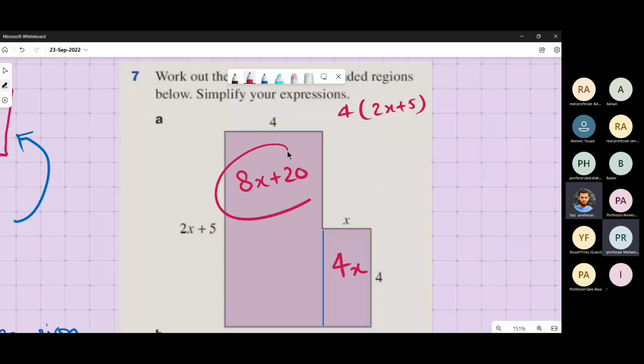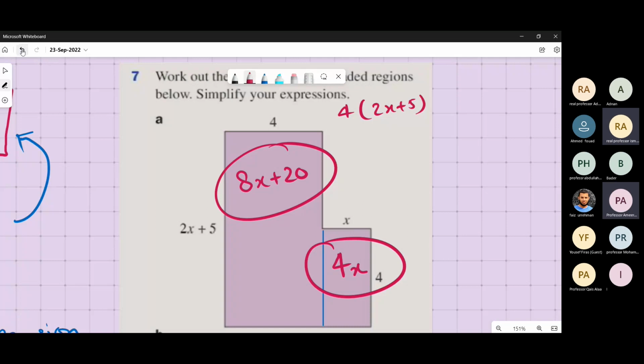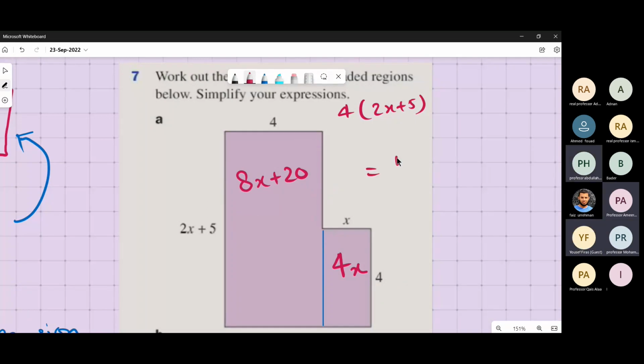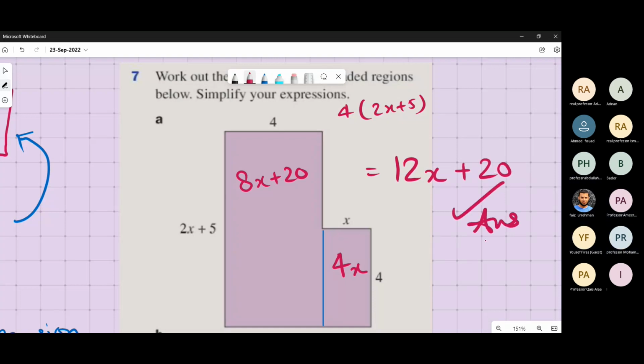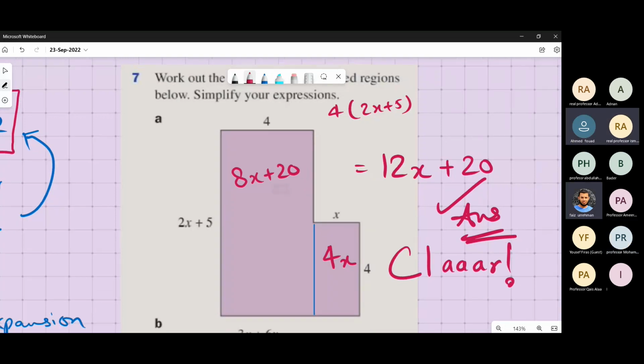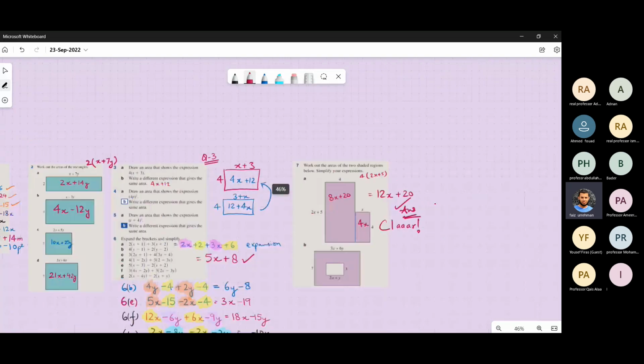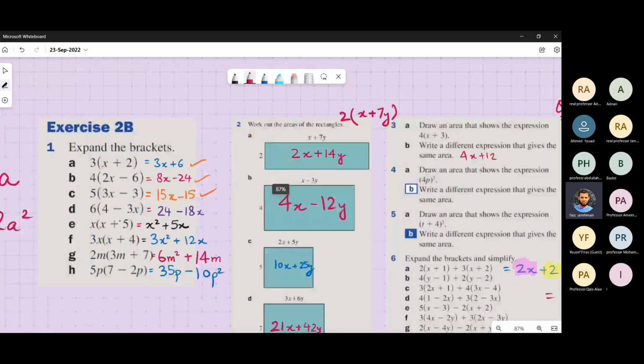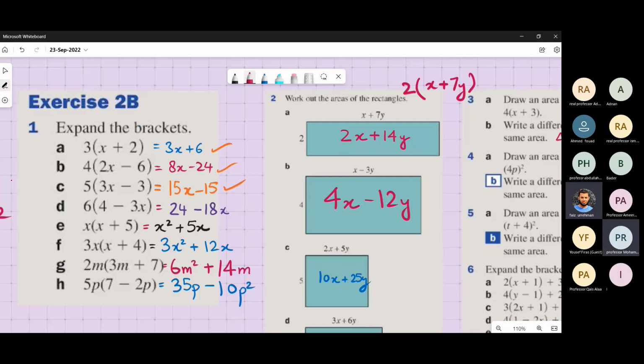So if you add this and this, what will you get finally? 12x plus 20. Yes, easy. This is the answer. Why are these questions like this? If you understand them, they are like bonus marks. You don't have to put in that much effort, but you will get full marks. But if your concept is not clear, for example, if you don't know question number 1, how will you do this question?